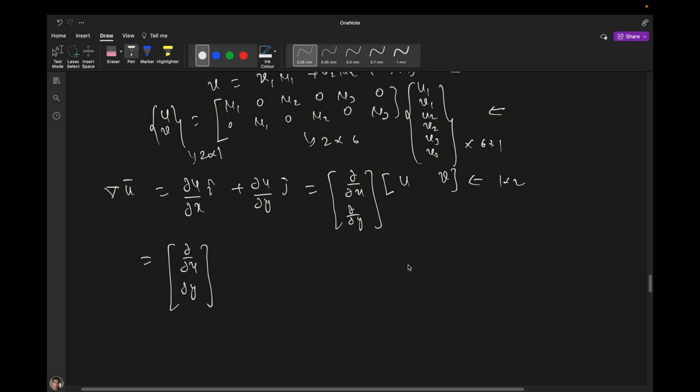Then in this case, what I have to write is 1 by 2, which means that I have to write first 6 by 2. In this case we need to write 6 by 2, so that will be the whole n transpose. So I can write what?